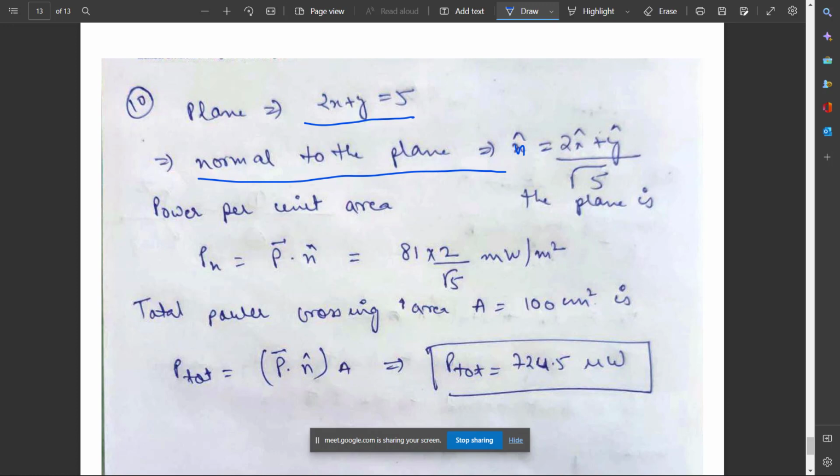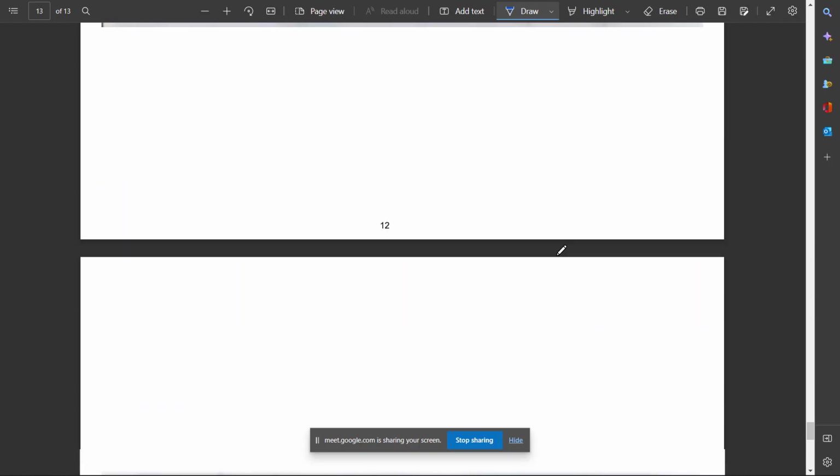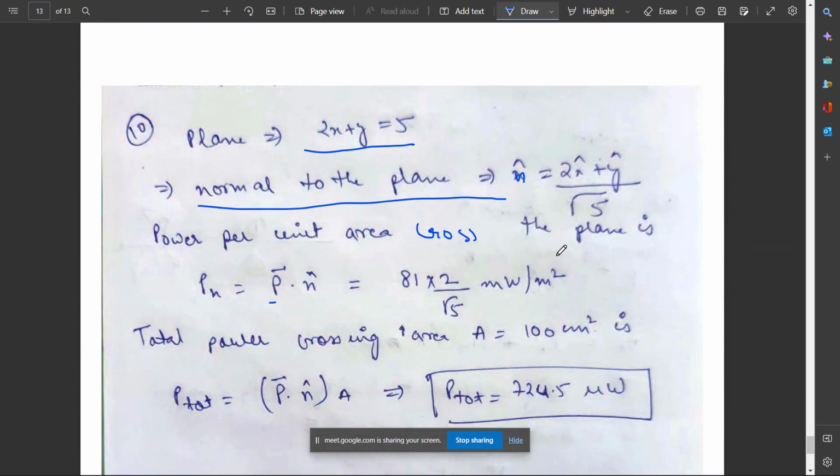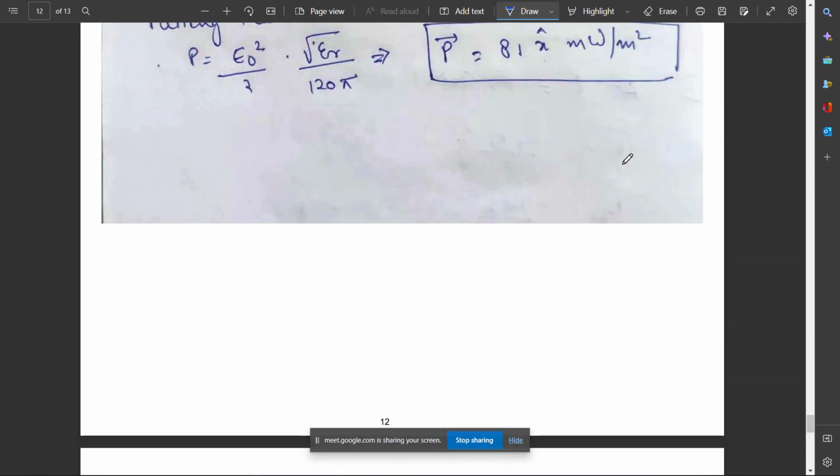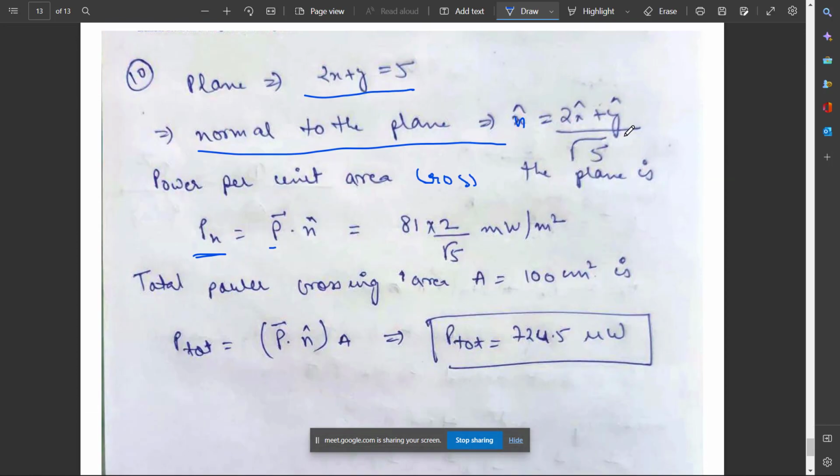Now power per unit area crossing the plane is equal to P dot n cap, the normal to the plane vector n cap into the P vector. We already know the value of P, that is 81 x cap. So only the x direction will be left for the power per unit area. If we do the dot product of this P vector into n cap, for the y direction it will be 0, right? This will be 81.2 upon root 5, है ना?